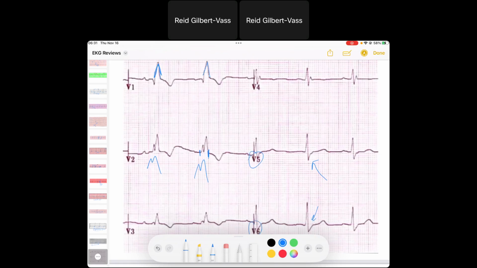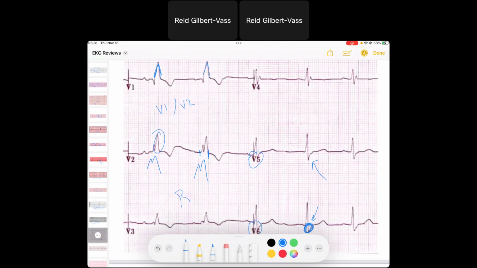And remember, right bundle branch blocks have late forces going in the vicinity of V1 and V2 because that right bundle branch isn't conducting signal to the right ventricle fast enough, and so the left ventricle is sending signal late towards the right via cell-to-cell communicating junctions, and that's causing that R prime to be late. And then this late slurry S wave in V6 is showing forces that are going away from the lateral leads towards the right ventricle in a right bundle branch block. So this is a right bundle branch block.